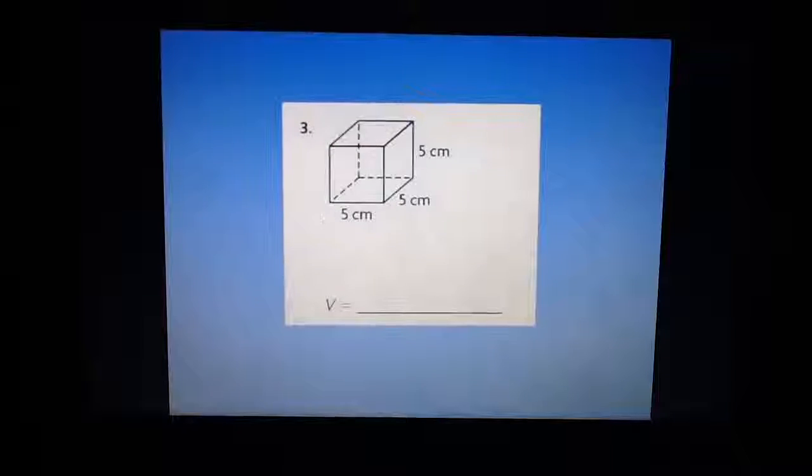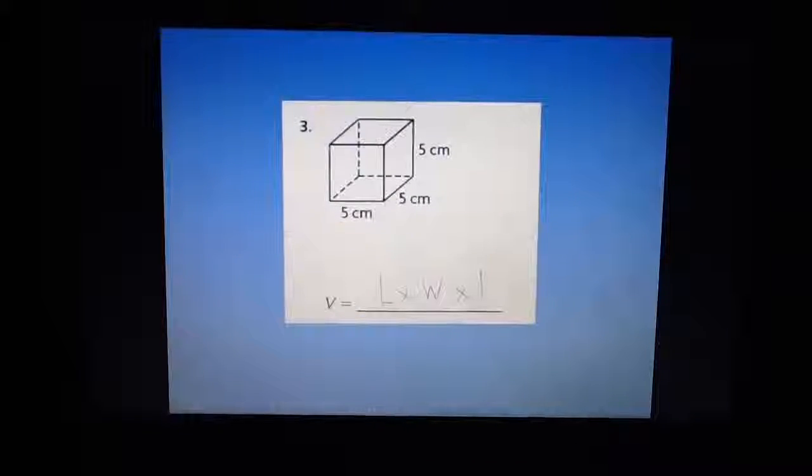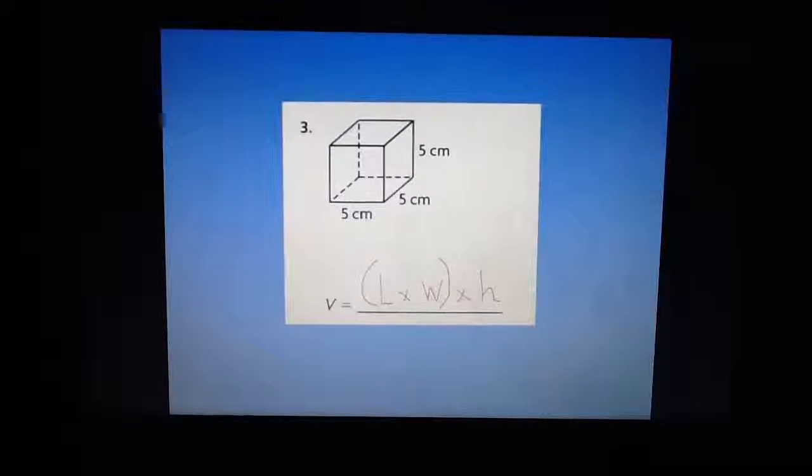Okay, for number 3, I want you to go ahead and find the volume by following the formula of length times width times height. Now remember, when you multiply your length times width, that's finding your base, and then you'll multiply that by your height. Go ahead and press pause now.